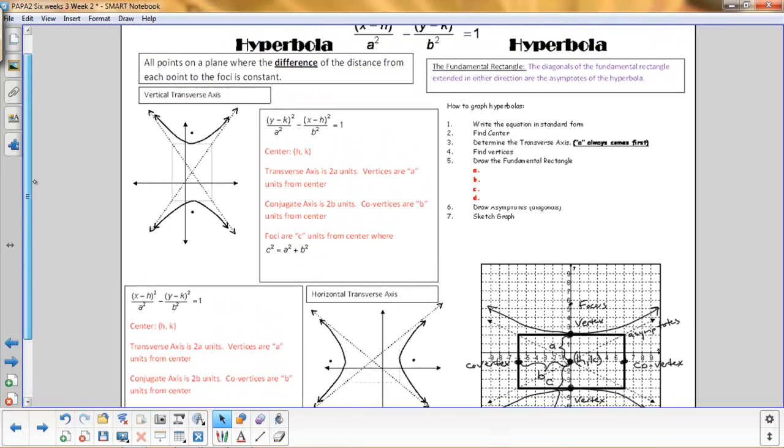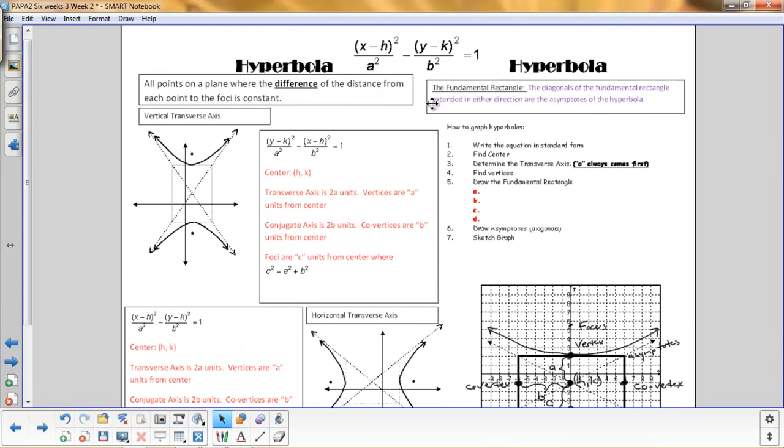The one difference that you're going to see in drawing your hyperbola as opposed to an ellipse is this thing called the fundamental rectangle. The fundamental rectangle is drawn through the center of your hyperbola, and it is a units and b units respectively, high and wide. So you can draw that to help you find the asymptotes of the hyperbola.